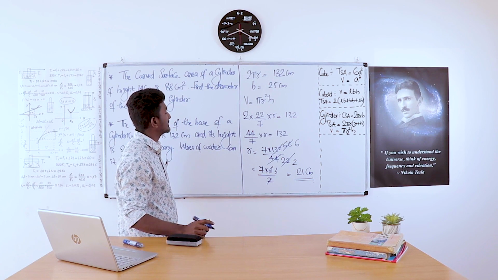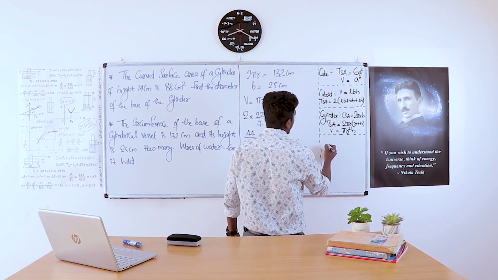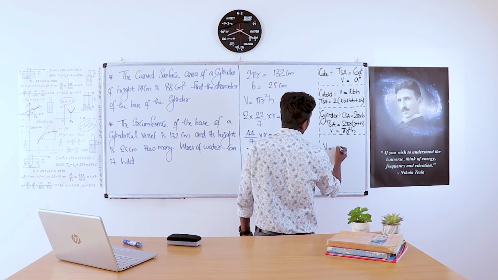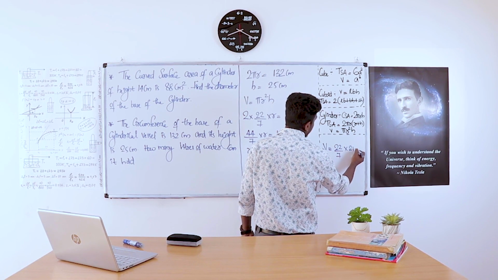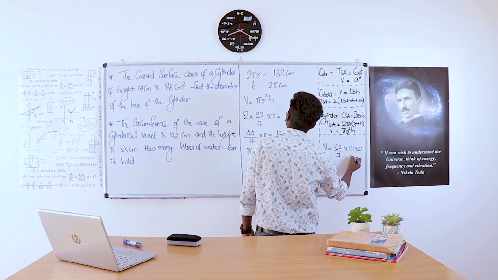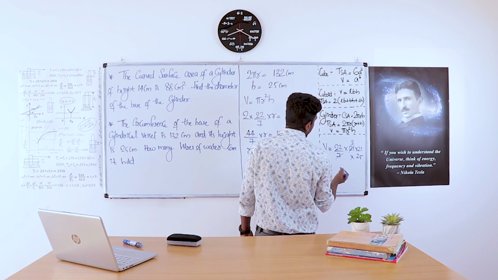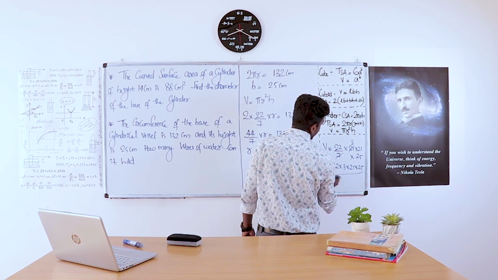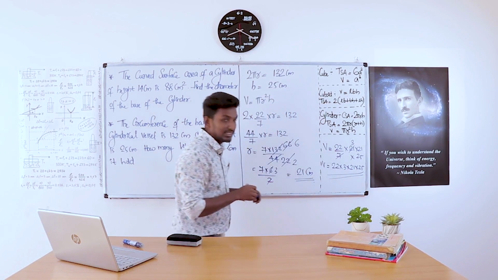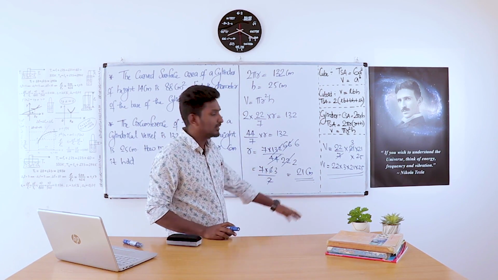Now we got the radius as 21. Then we can easily find the volume. We know that volume is equal to pi r square h. Therefore volume is equal to pi, it is 22/7 into r square, that is 21 into 21, into h. What is h? It is 25. Now 7 into 3 are 21. This can be cancelled. So V is equal to 22 into 3 into 21 into 25. This is the volume. I am not finding the final answer. You have to multiply it and find the solution.